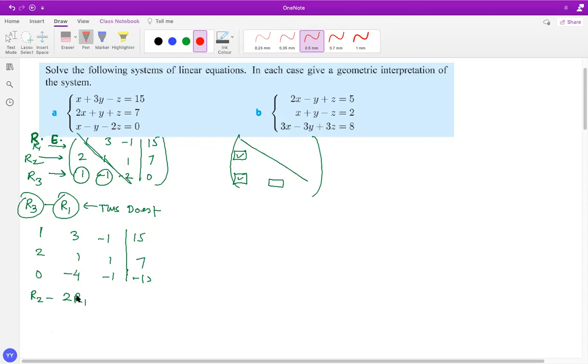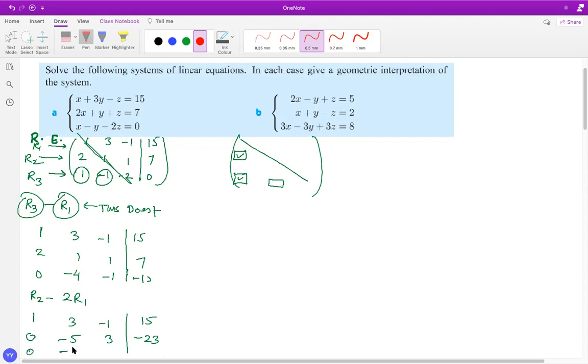So when I do that, my R1 doesn't change. And I can say 1, 3, negative 1, and 15. And R2, which is 2 minus 2, so 2 minus 2 is 0. Here it is 1 minus 6, which is negative 5. Then 1 minus 2, because you're multiplying with 2R1 before you subtract, so 1 minus negative 2 is positive 3. And 7 minus 30 is negative 23. So this is how you write down the second row.